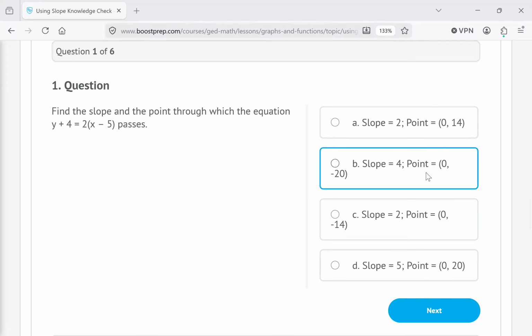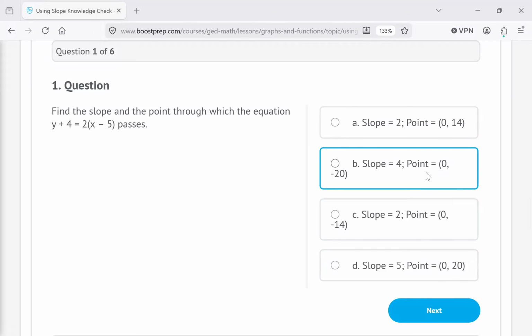Hello, in this math video, I will do a GED video regarding using slope. In the previous video, you had a little introduction of slope, right? Slope is rise over run. In this video, we're going to go a little bit more in depth. We're going to go over the different forms of a linear line, such as slope-intercept form, point slope form, and briefly talk about parallel and perpendicular lines.